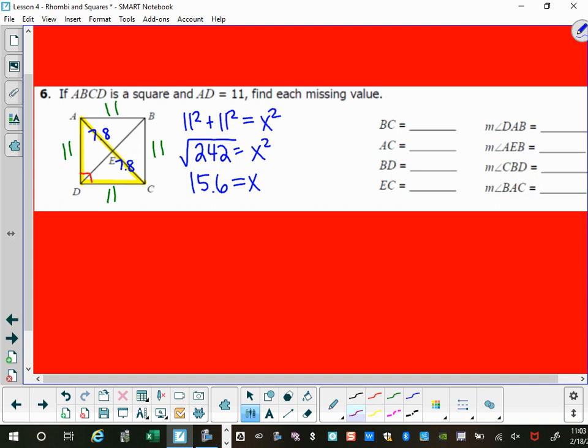All right, now let's fill in what we know. What's BC? 11. What about AC? 15.6. What about BD? Yeah, because your diagonals are congruent. 15.6. And then what about EC? Good. 7.8.